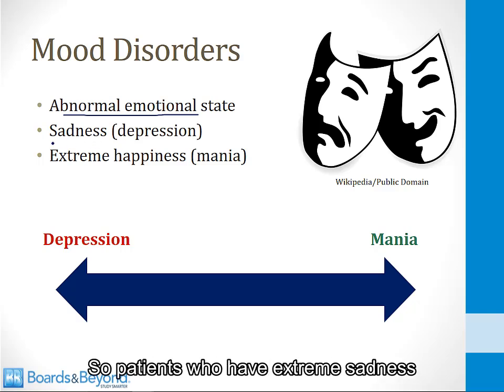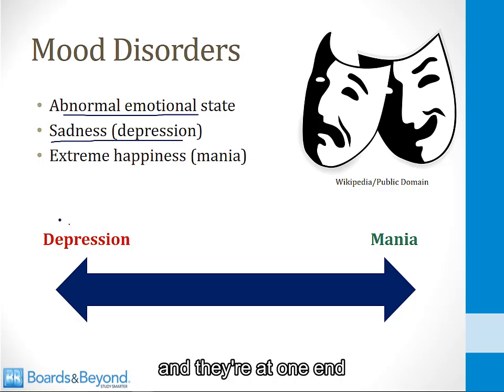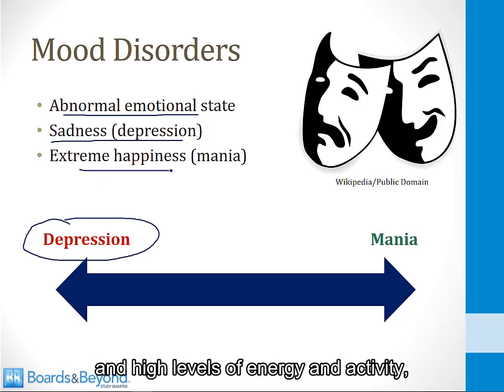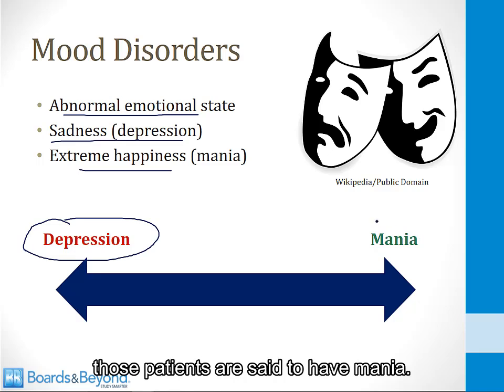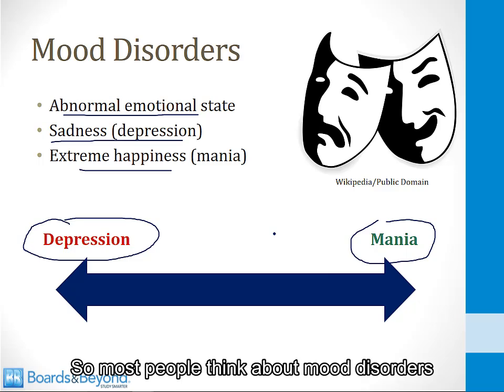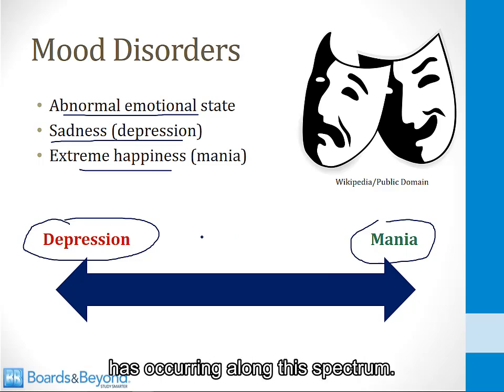So patients who have extreme sadness are said to have depression, and they're at one end of the mood disorder emotional scale. Patients who have extreme happiness and high levels of energy and activity, those patients are said to have mania, and they're at the other end of the scale. So most people think about mood disorders as occurring along this spectrum.